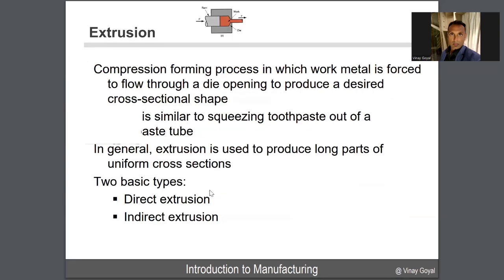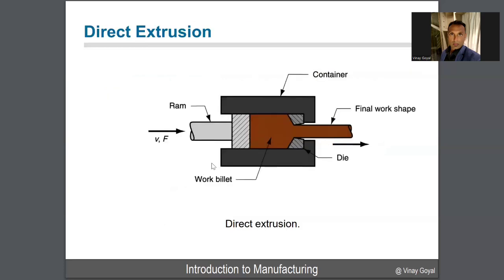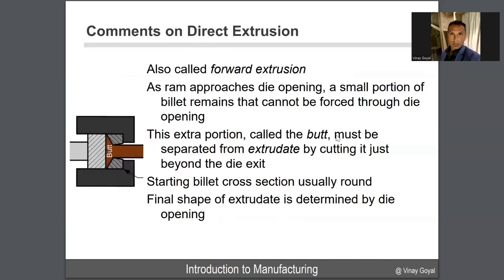Extrusion, so you have two types. I discussed this already. It's similar to squeezing toothpaste out of your toothpaste tube. In general, direct extrusion or indirect extrusion is used to produce very long parts with uniform cross section. So here you can see the ram. I already covered it, but I'm just going through it one more time. You have direct extrusion. I'm applying a force to this ram. Here's your work billet. Here's your die, and I'm pushing this through to get the final work shape. This is also called forward extrusion.